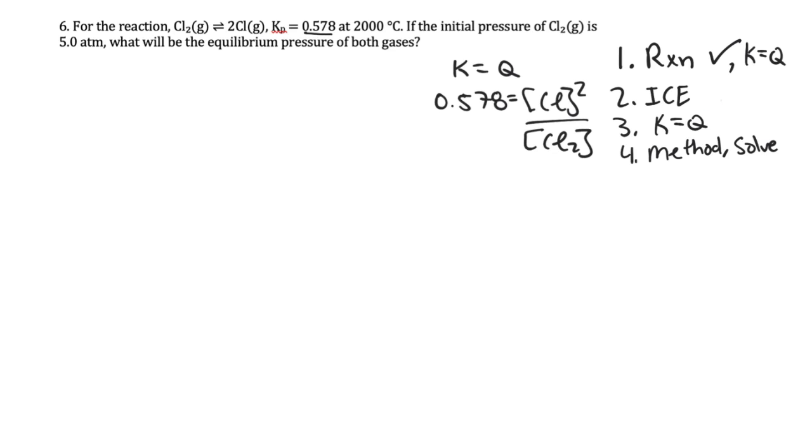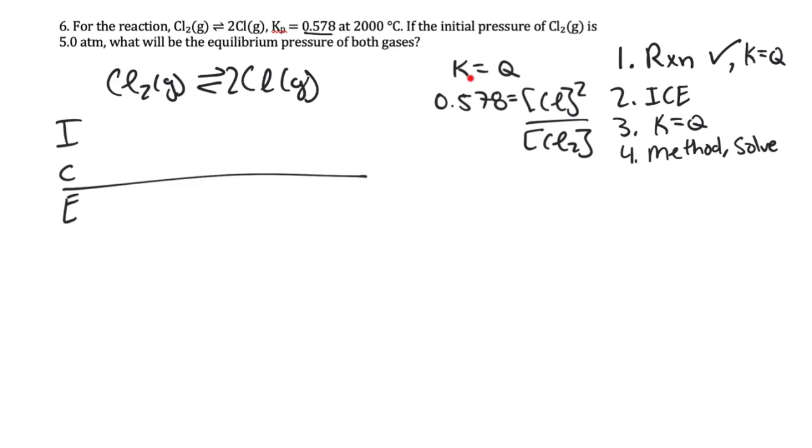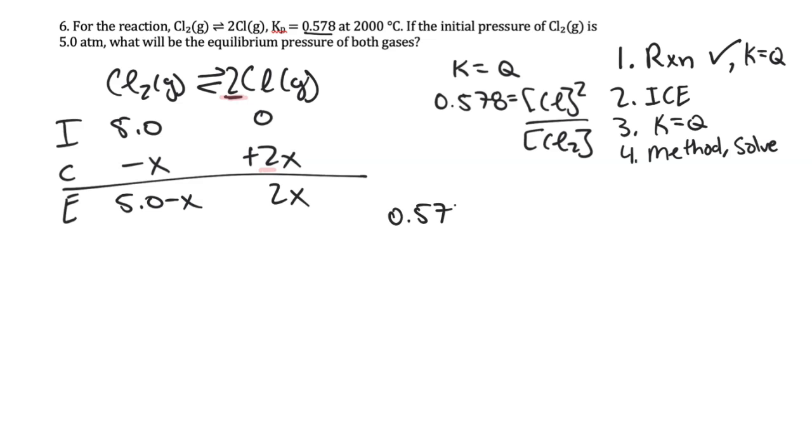Then the ICE table. Here's our ICE table. We have a Kp, so this is all going to be in atmospheres. So my initial Cl2 is 5.0 minus x, 0 plus 2x. Remember, I've got that coefficient of 2 there. And then my final is 5.0 minus x and 2x. Then I plug back into K equals Q, and I get 0.578 is equal to 2x, that whole thing squared, over 5.0 minus x.